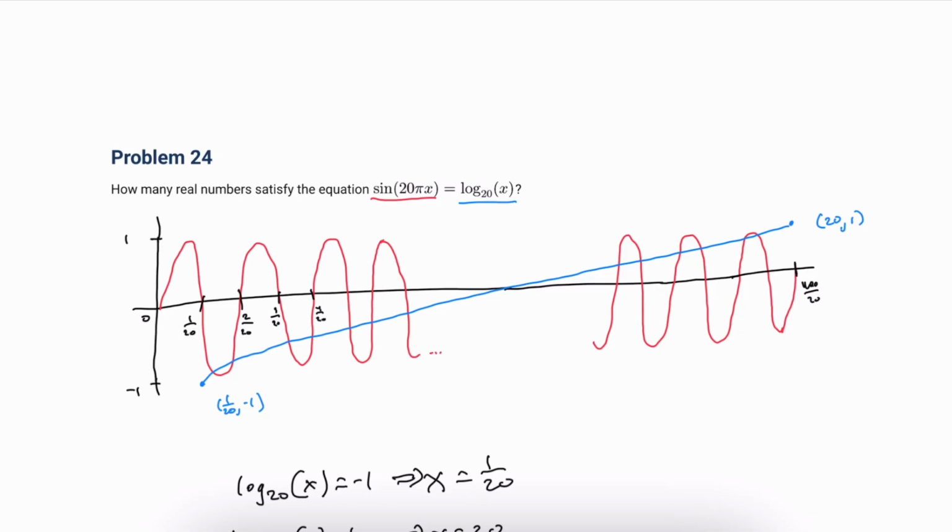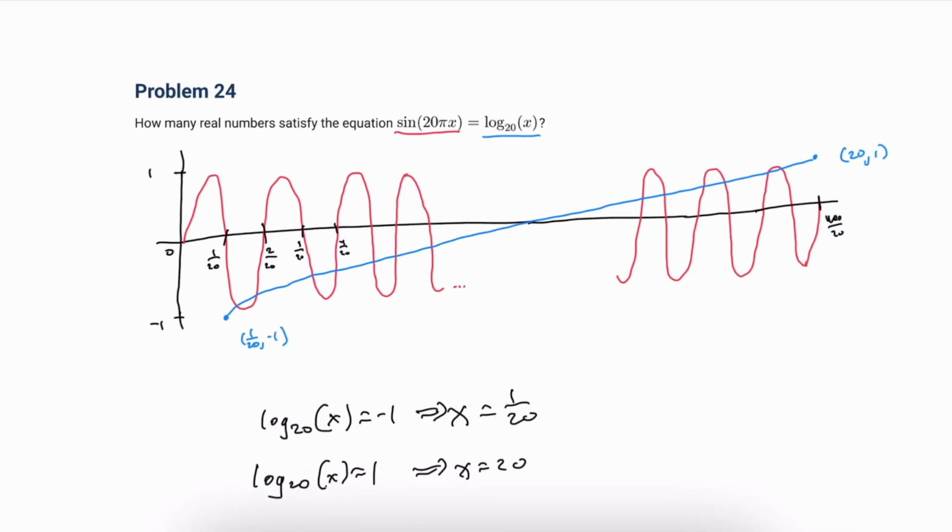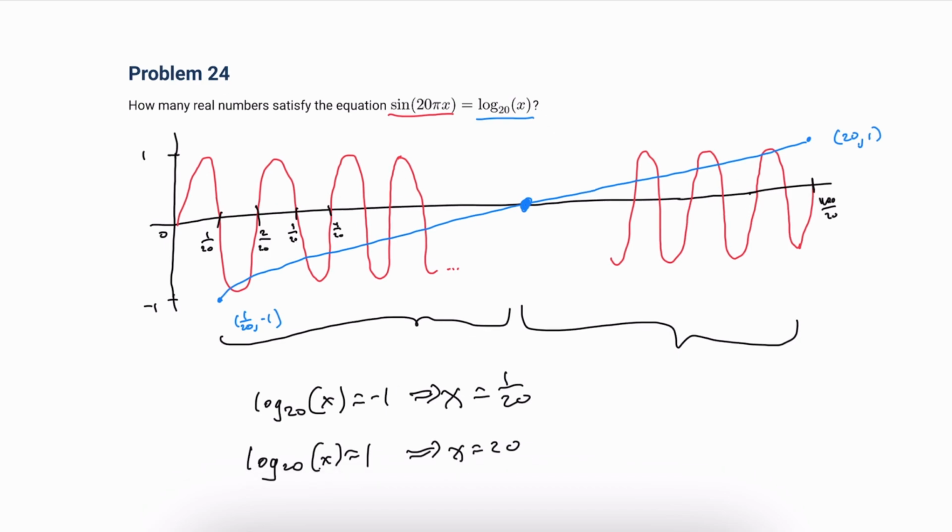And I guess the one other point we should care about is this x-intercept spot of the log graph, because then we can split what we're looking at into two cases. One is the part below the x-axis, and then one is the part above the x-axis. And that'll make counting the number of intersection points easier.